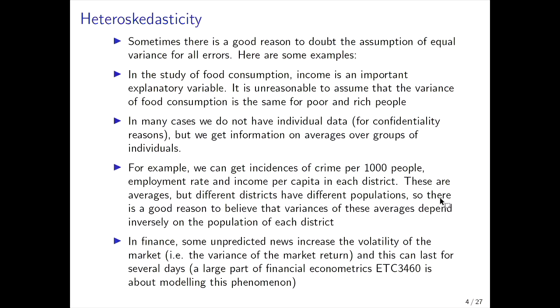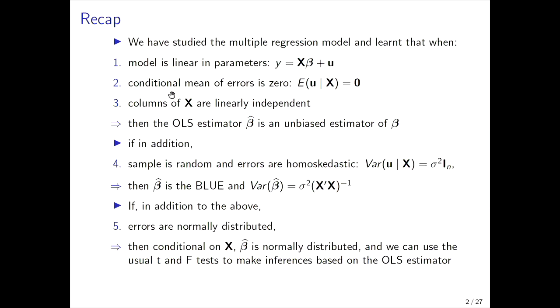So if we go back and look at the assumptions we had a while ago, we only need assumptions 1, 2, and 3 to prove that the OLS estimator is unbiased. So relaxing the assumption of homoskedasticity has no effect on the unbiasedness of the OLS estimator. As you can see from these three assumptions, we don't need to assume homoskedasticity in order to show that the OLS estimator is unbiased. So allowing the errors to be heteroskedastic has no effect on the unbiasedness of the OLS estimator. However, when we look at assumption 4, we see that we do need the assumption of homoskedasticity to prove that the OLS estimator is the best linear unbiased estimator.